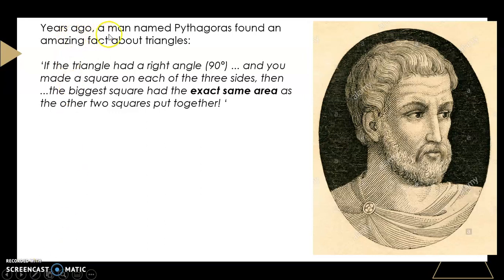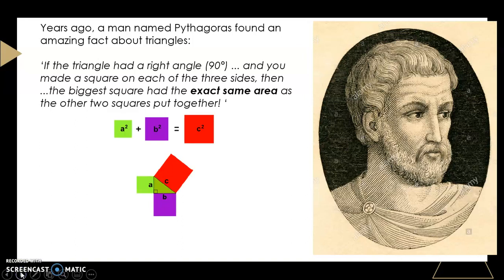It says, years ago a man named Pythagoras found an amazing fact about triangles. He said, if the triangle had a right angle, which is 90 degrees, and you made a square on each of the three sides, then the biggest square had the exact same area as the other two squares put together. So it means this is how it's going to look like.